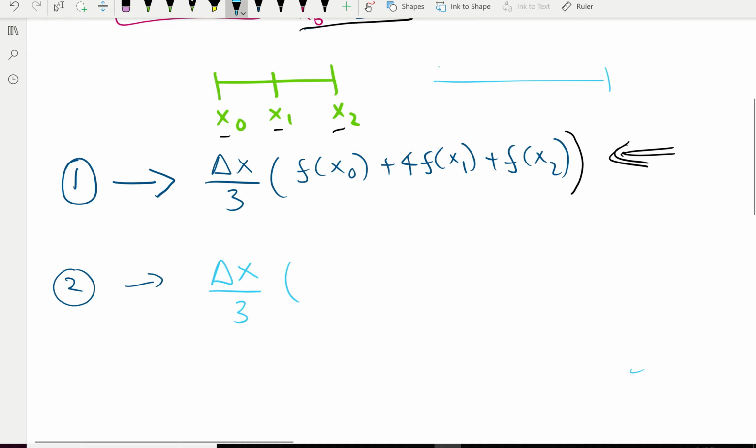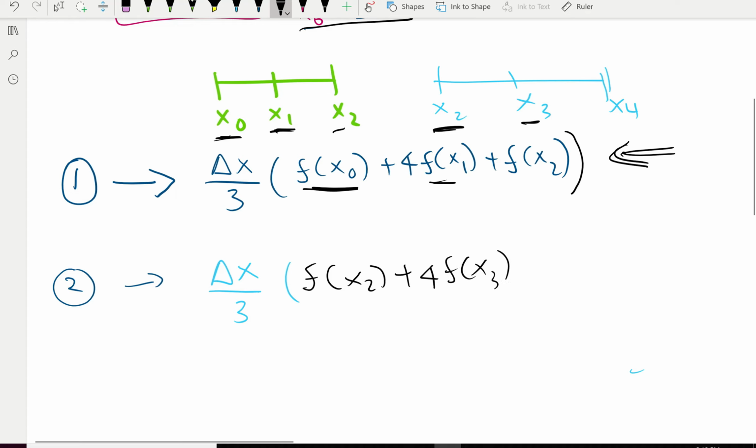So the second pair of subintervals is x2, x3 and x4, right? Now look at this. This formula says the function evaluated at the first point of the subinterval. So the function evaluated at the first point is f(x2), plus 4 times the function evaluated at the middle point. Here the middle point is x3, so f(x3), plus the function evaluated at the last point. The last point of the second pair is f(x4). That's how you get the formula for the area under the second pair of subintervals.